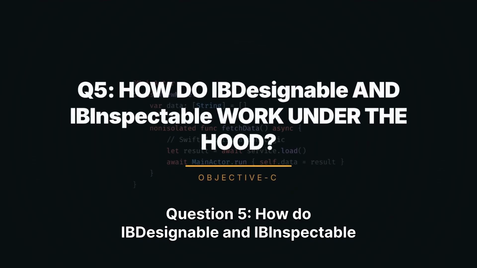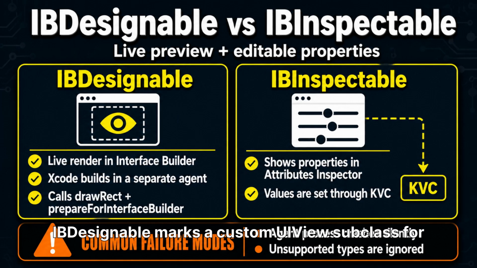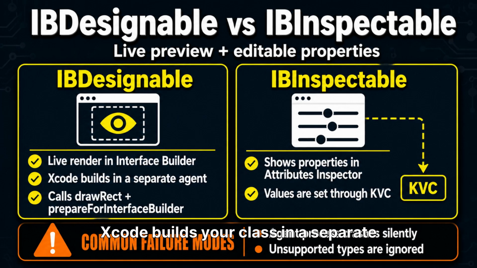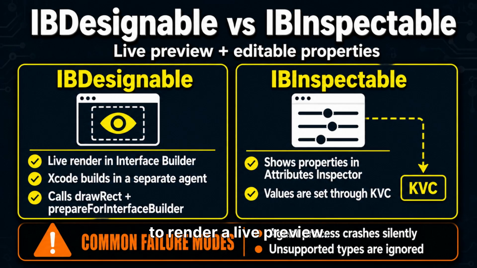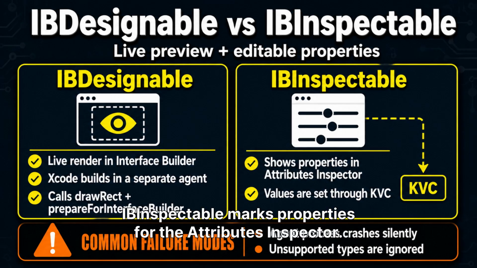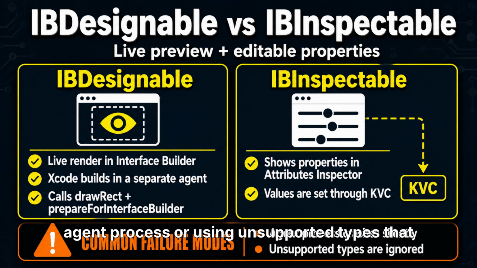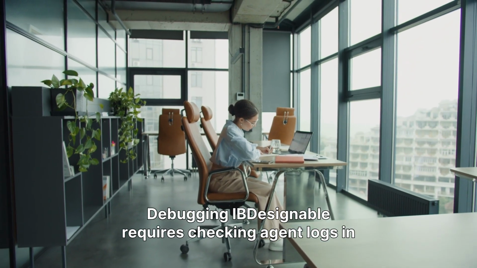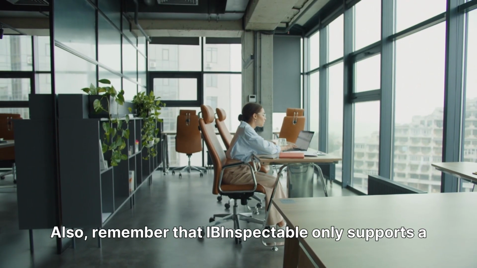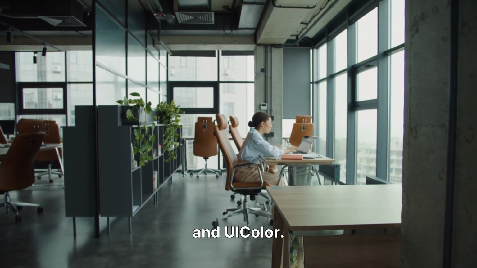Question 5. How do IBDesignable and IBInspectable work under the hood? IBDesignable marks a custom UIView subclass for live rendering in Interface Builder. Xcode builds your class in a separate agent process and calls drawRect and prepareForInterfaceBuilder to render a live preview. IBInspectable marks properties for the attributes inspector. The values are set through KVC. Failure modes include silent crashes in the agent process or using unsupported types that Xcode ignores without warning. Debugging IBDesignable requires checking agent logs in the report navigator. Also, remember that IBInspectable only supports a limited set of types like Bool, CGFloat, and UIColor.